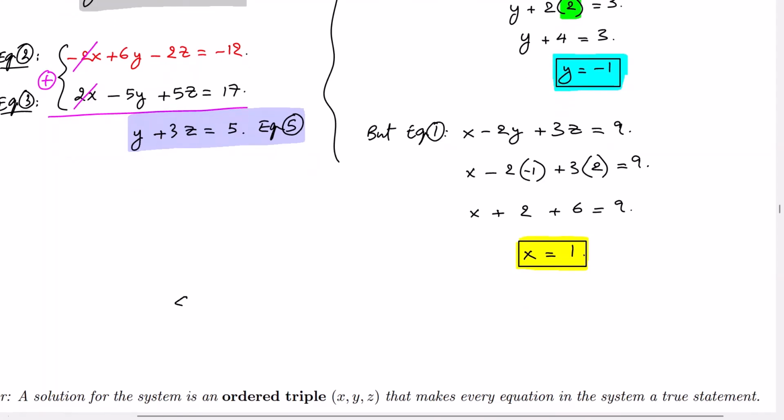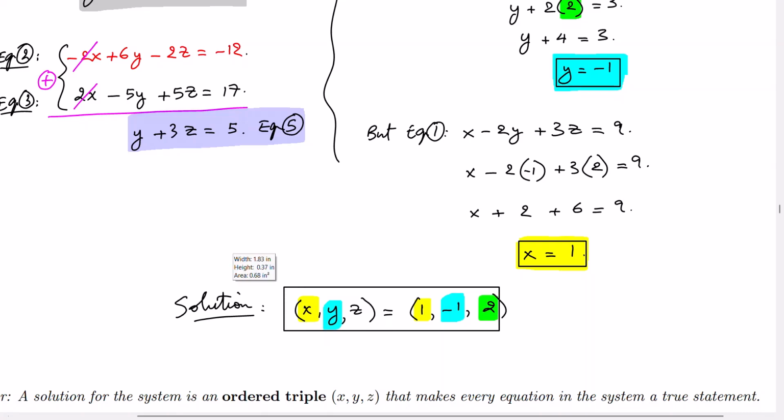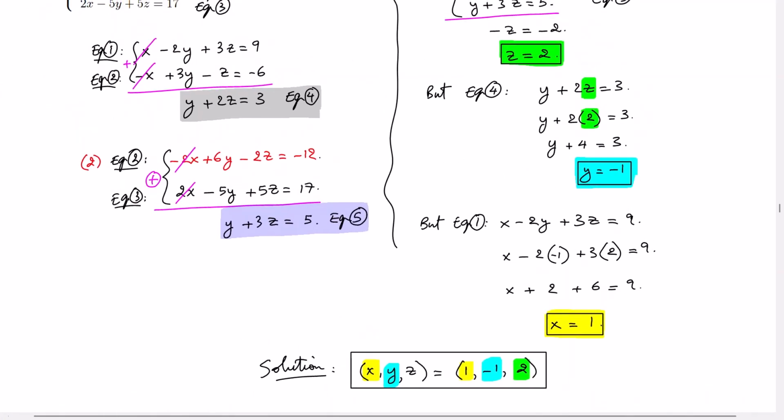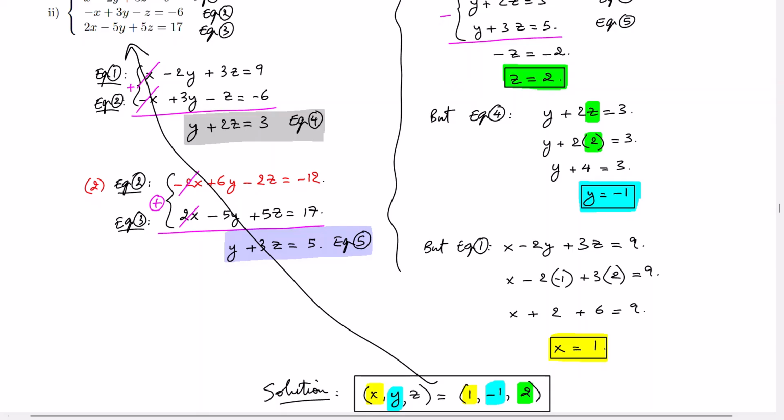So what is the solution of this part of the problem? It's the ordered triplet x, y, z, which consists of the numbers 1, -1, and 2. So remember, it's got to be in alphabetical order where x is first, y is second, and z is last. And if you want to confirm if you did this correctly or not, you can take those numbers and plug them all into the original problem in the 3 equations and see that they make each equation true.